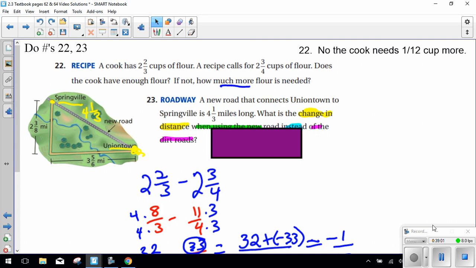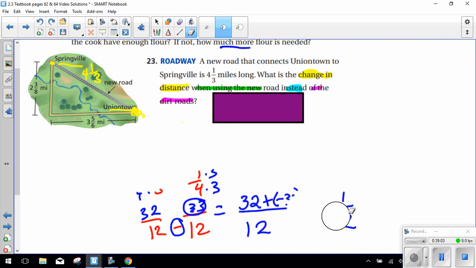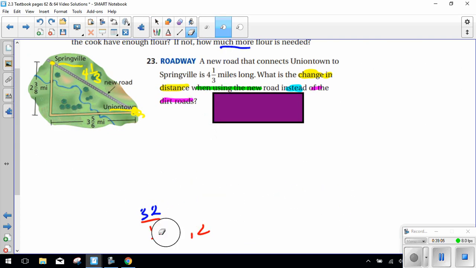Okay, let's move on to number 23. Okay, 23. So the new road that connects Uniontown to Springville is 4 1/3 miles long. So the yellow here, Uniontown to Springville, is 4 1/3 miles. What is the change in distance when using the new road instead of the dirt roads? So the dirt roads are these brown ones here.